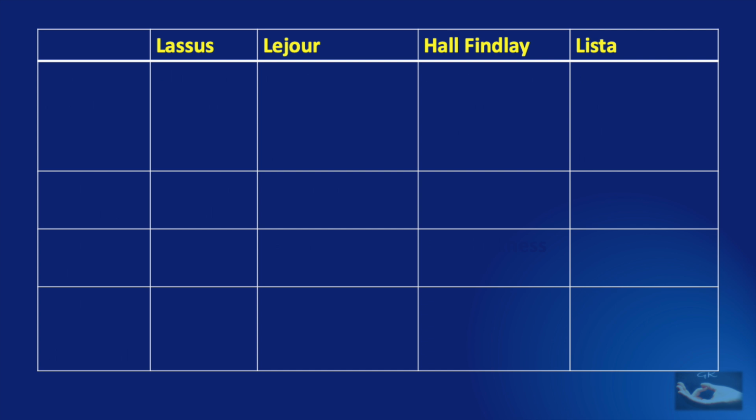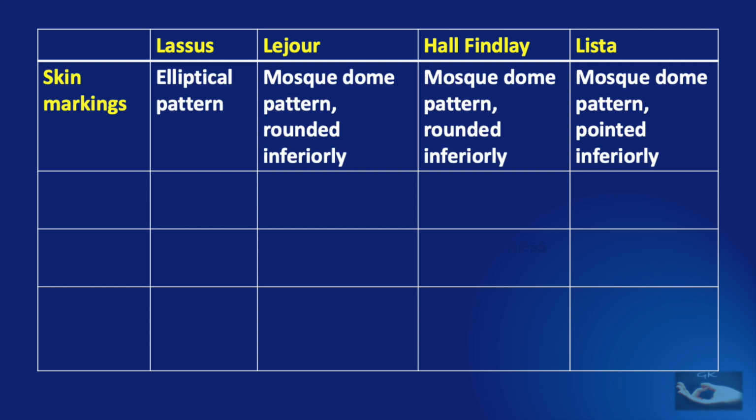There are 4 commonly done procedures of vertical scar reduction mammoplasty: the Lassus, the Lejour, the Hall Finl and the Lister procedures. Let us compare these 4 procedures. The skin marking for the Lassus procedure is an elliptical pattern, whereas for the Lejour and the Hall Finl techniques, it's a mosque dome pattern rounded inferiorly. For the Lister technique, it is also a mosque dome pattern, but it is pointed inferiorly.